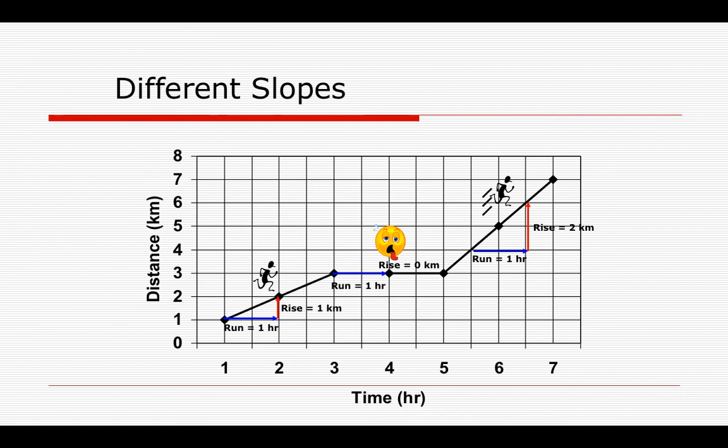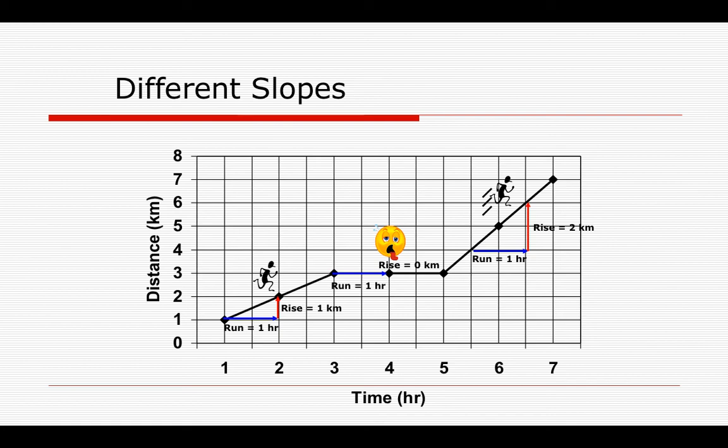Now you could pause the video and try to analyze the speed at different points. Let us say we try to analyze the speed from time 1 to 2 hours and calculate the slope. You see the rise is 1 kilometer and the run is 1 hour as well, and the speed is the rise over run, which is the slope, 1 over 1, which is equal to 1. So the speed from this point to this is 1 kilometer per hour.